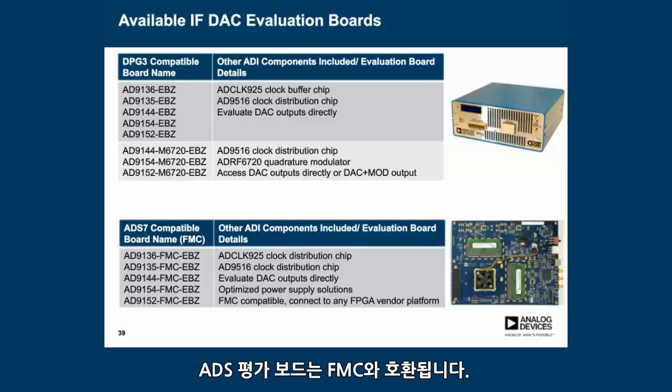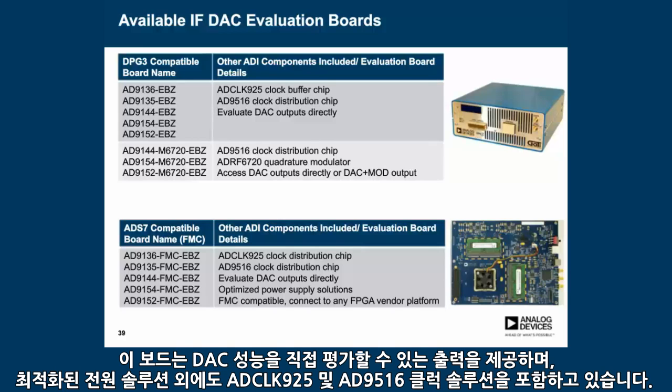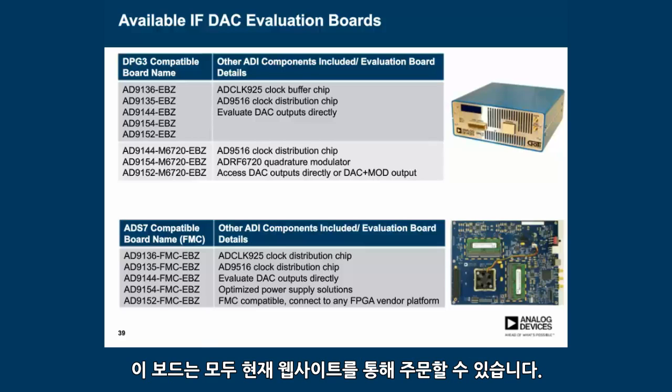The ADS7 eval boards are FMC compatible. They also interface easily with other FPGA vendor evaluation kits through the FMC connector on board as well. These boards provide outputs to evaluate the DAC performance directly and also include the AD clock 925 and 809516 clock solutions, in addition to an optimized power supply solution. All of these boards are currently available for ordering through our website.